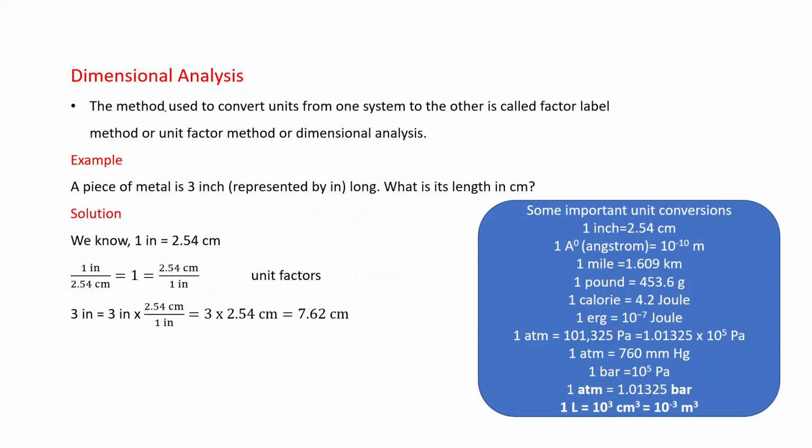Dimensional analysis. The method used to convert units from one system to another is called the factor label method, unit factor method, or dimensional analysis. By using this method we can convert one system of units to another system of units. For this purpose you have to know some relationships. Some of these relationships are given here.